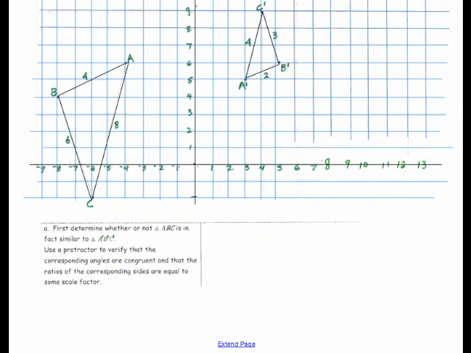Part A. First, determine whether or not triangle ABC is in fact similar to triangle A', B', C'. Use a protractor to verify that the corresponding angles are congruent and that the ratios of the corresponding sides are equal to the same scale factor. Remember to extend the lengths of your triangle before you measure them with a protractor. Pause the video and complete Part A.